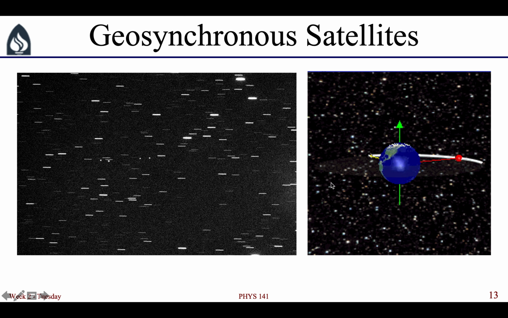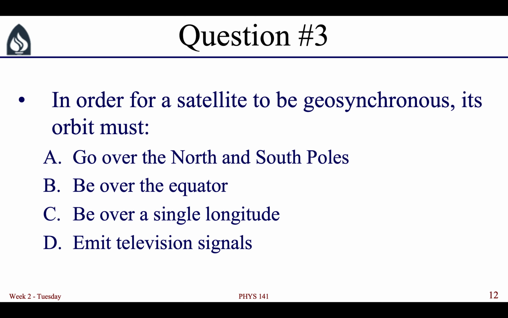So any orbit must go around the center of the Earth, and in order for a satellite to be geosynchronous, it has to be located above the Earth's equator. So that would be the answer to this question. If the geosynchronous satellite went over the North and South poles, then the Earth would be rotating beneath it, and it couldn't be geosynchronous. The satellite must be over the equator.